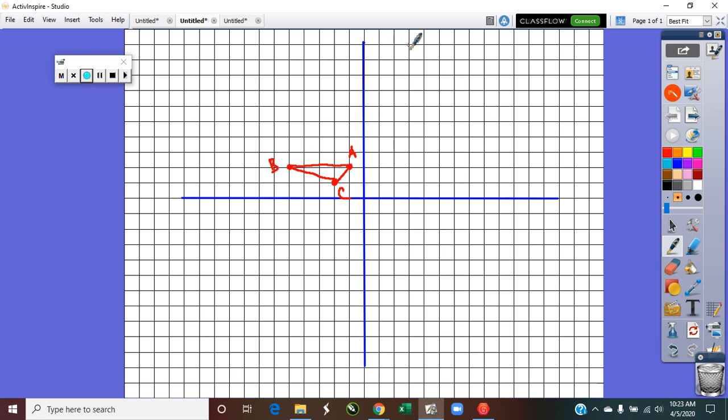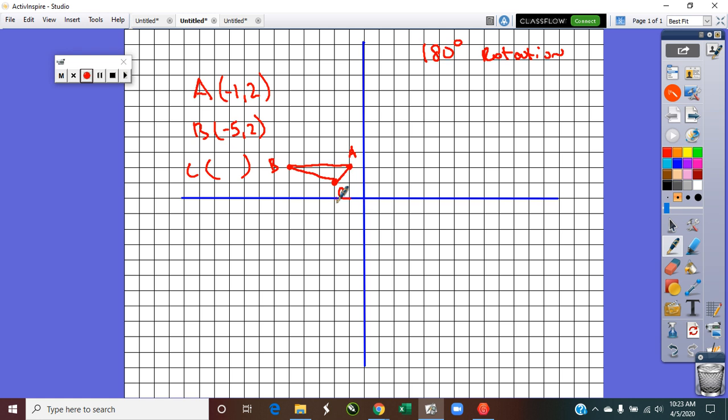So we're going to rotate this 180 degrees. A 180-degree rotation. We're going to write the coordinates for A, for B, and for C. A is back 1, up 2, so -1, 2. B is back 1, 2, 3, 4, 5, up 2.